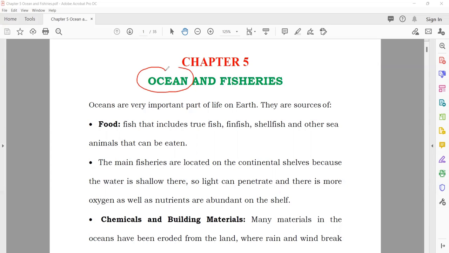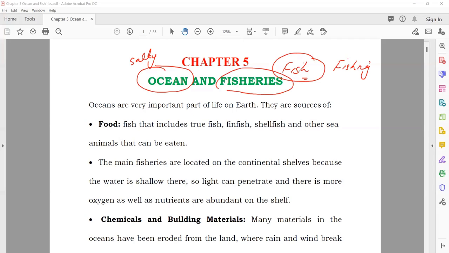If you see the ocean, ocean means the water body, and which water is this? Salty water. And fisheries, you know, come from the word fish, and in this we are talking about fishing and the factors which are going to impact the fisheries.